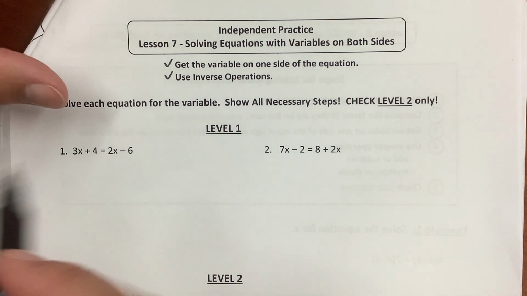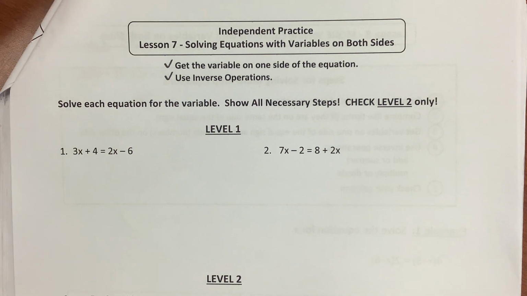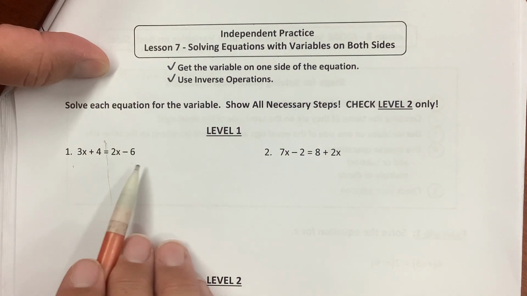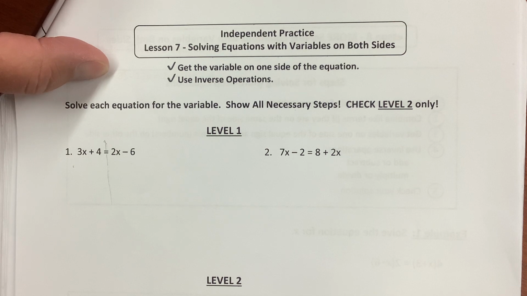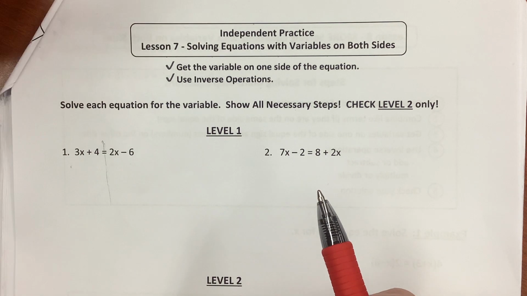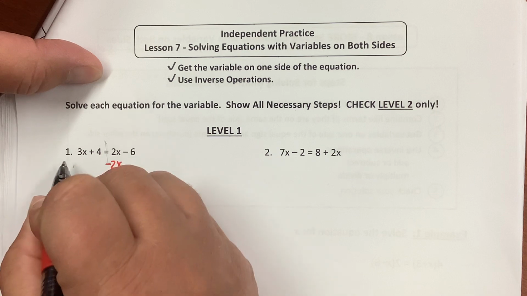Now, there are variables on both sides. If you want, draw a line down the equal sign, because in order to cross over, you have to do the inverse operation. And I like to move the smaller variable to the larger variable. It makes it a little easier. I'm going to subtract 2x from both sides.